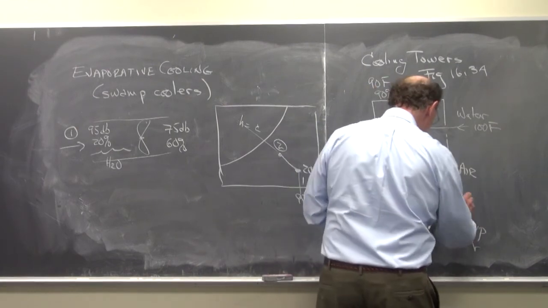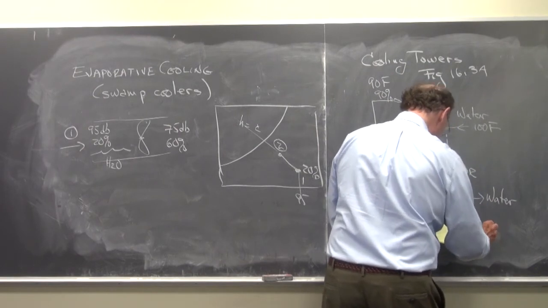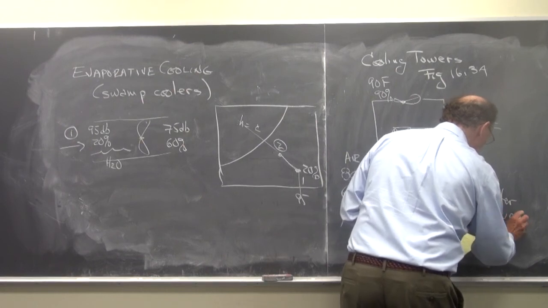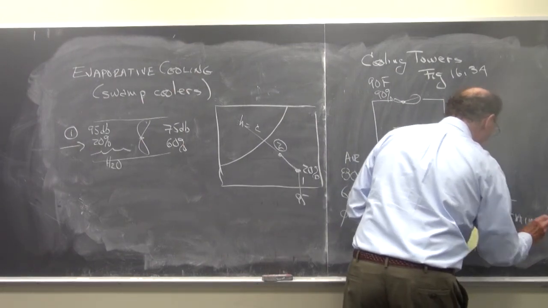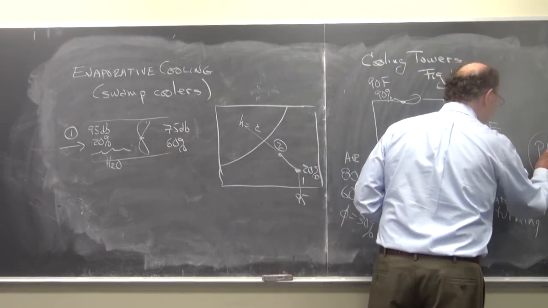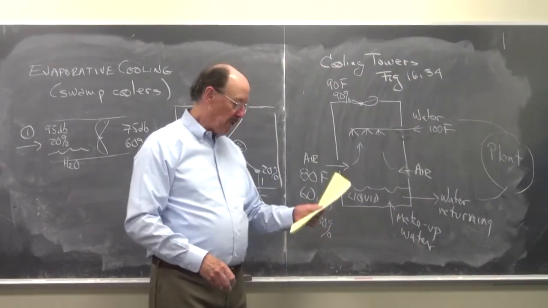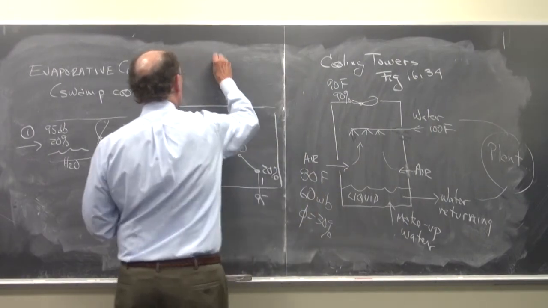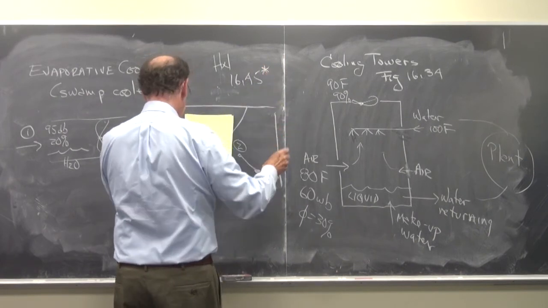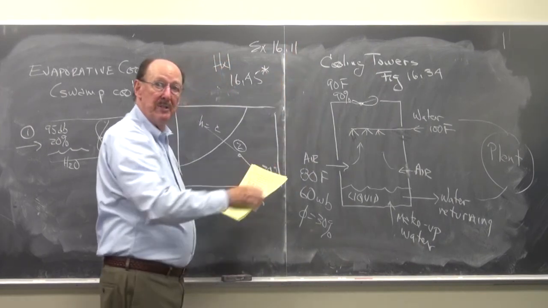And then this is water returning. So I have the water returning, it goes back into some plant, and then comes back out like that. So we have that happening. So for homework, do 16.45 star, and example 16.11 goes through an example doing this.